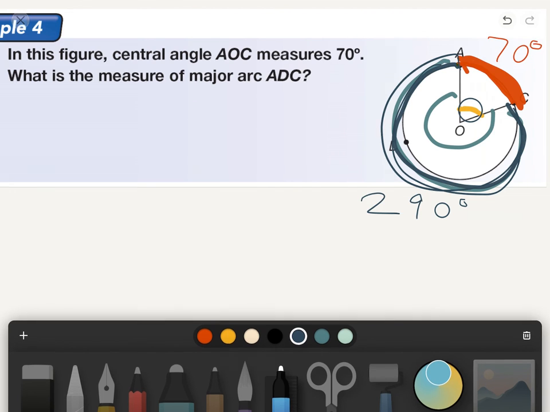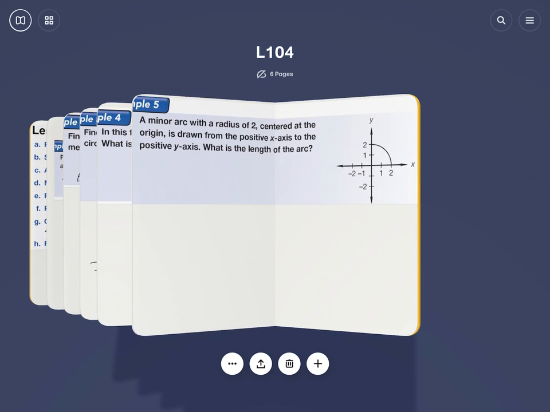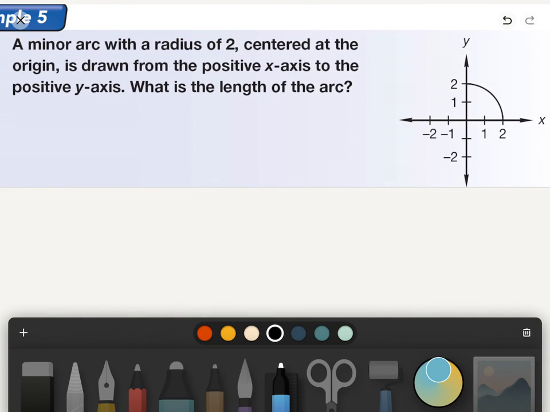Okay. Just a little bit of vocabulary. Okay, this one's also a little insulting. Oh wait, I get it. So, the question here is to find the distance of this arc.